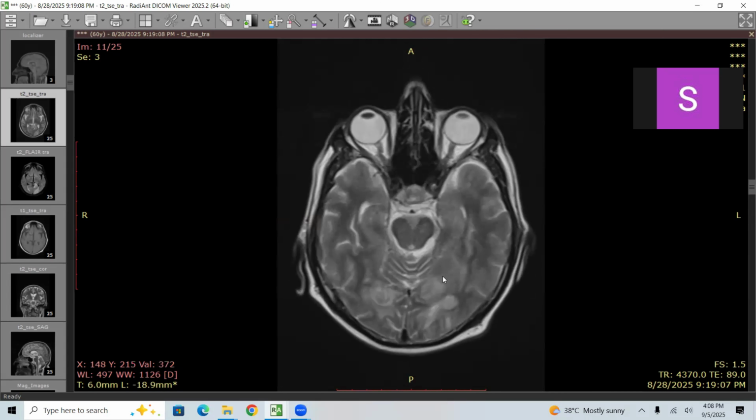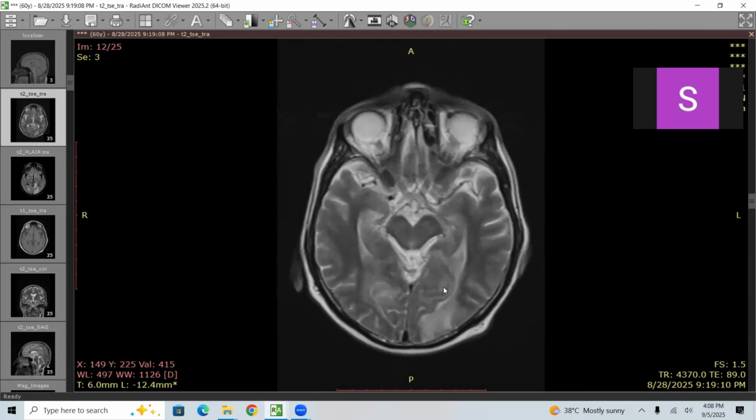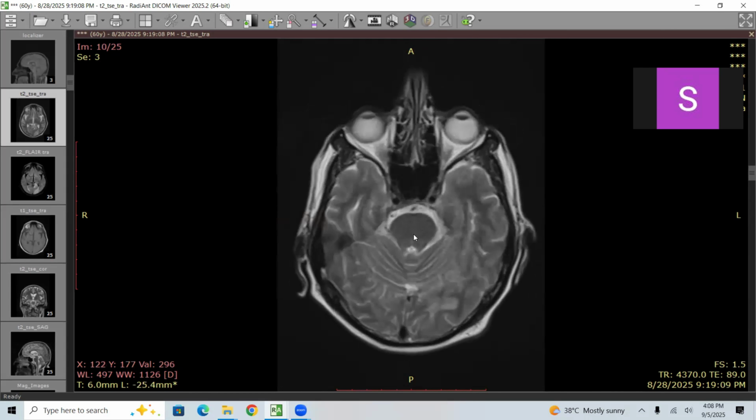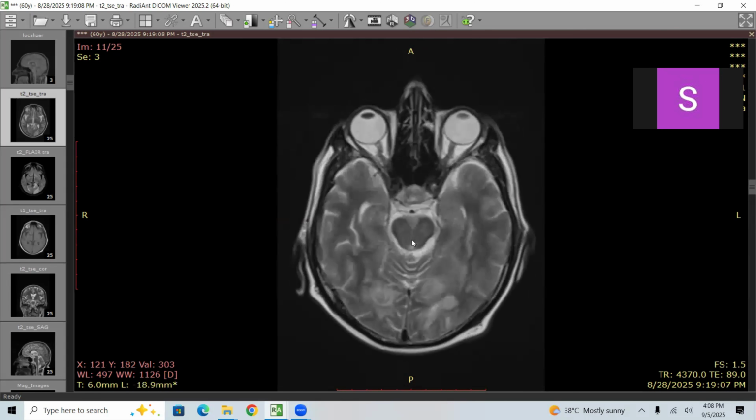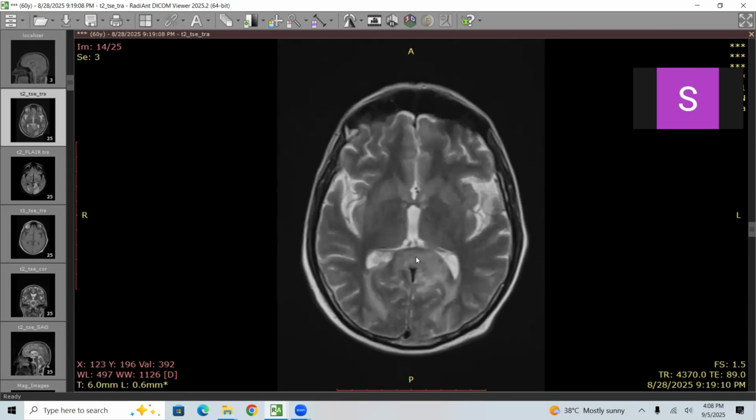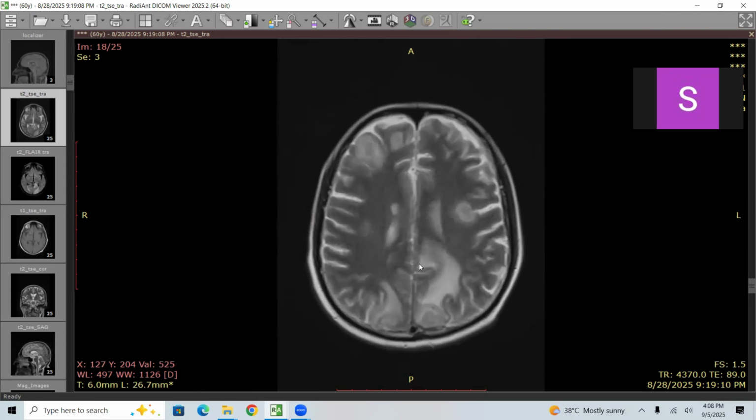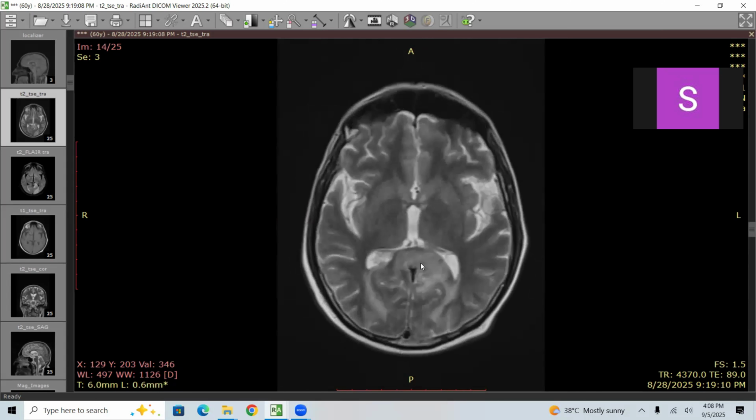The bilateral orbits appear unremarkable, but I think there is some kinking in the orbital nerve on the right side. I would like to see any other sequence, FLAIR, if available.